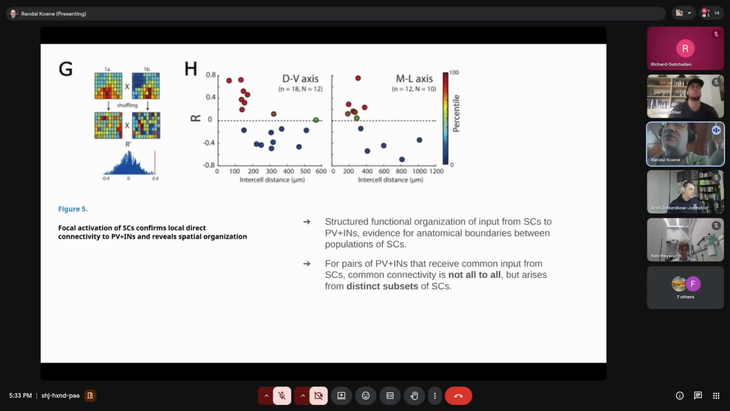So this suggests a structural functional organization of input from stellate cells to the PV interneurons and provides evidence for anatomical boundaries between populations of stellate cells, and suggests that for pairs of parvalbumin interneurons that receive common input from stellate cells, the common connectivity is not all to all, but arises from distinct subsets of stellate cells.